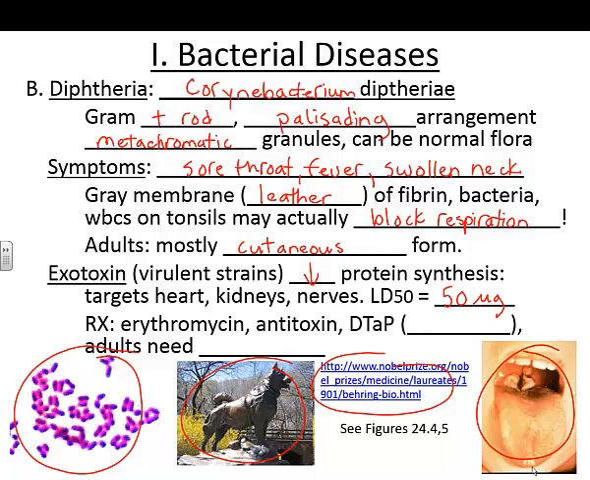Treatment options are available today. Erythromycin is the drug of choice for the organism. An antitoxin may be administered if the disease has progressed. The DTaP childhood vaccine uses an inactivated toxoid to stimulate active immunity. Adults should receive booster shots about every 10 years to maintain immunity to the disease.